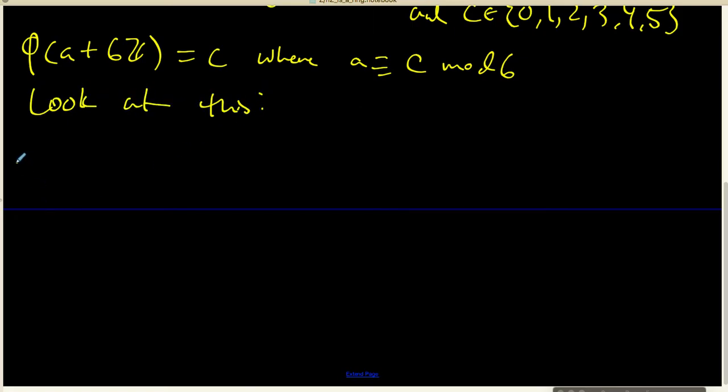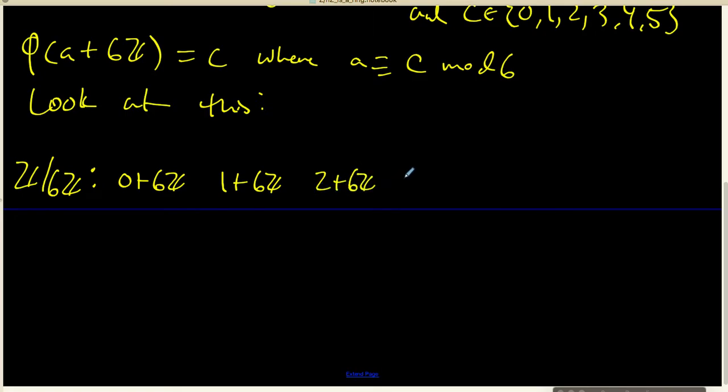The first thing I'm going to do is write the elements of Z mod 6Z. They are 0 plus 6Z, 1 plus 6Z, 2 plus 6Z, 3 plus 6Z, 4 plus 6Z, and 5 plus 6Z, and any other left coset inside this ring is equal to one of those elements. And now I'm going to think about, what does phi do?